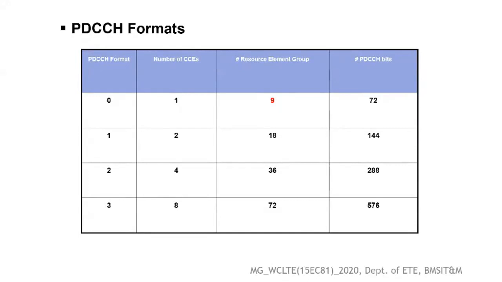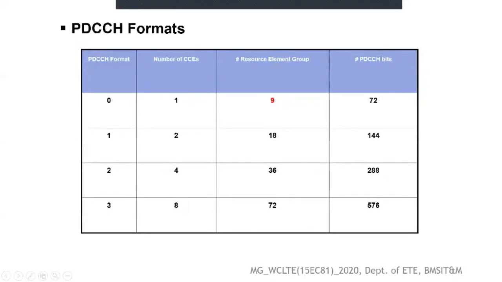One OFDM symbol in the time domain and one subcarrier frequency in the frequency domain is the resource element. So like that, 4 resource elements will be grouped into each of the 9 resource element groups. So 9 into 4 is 36, and each resource element carries a QPSK symbol. QPSK uses 2 bits, so 36 into 2, I will get 72. That is what the PDCCH bits are, 72 bits.